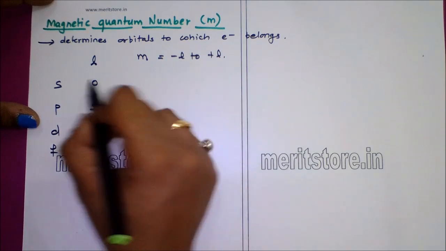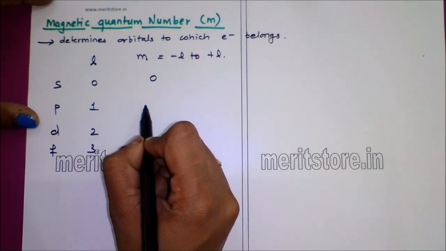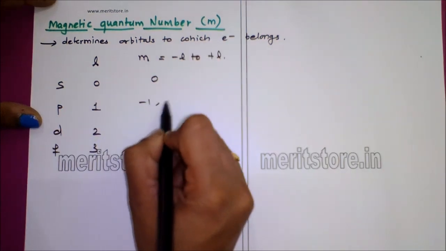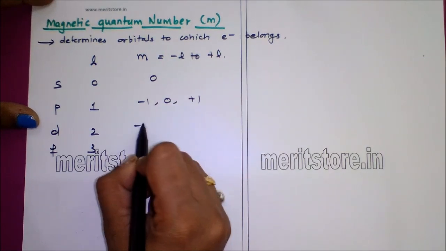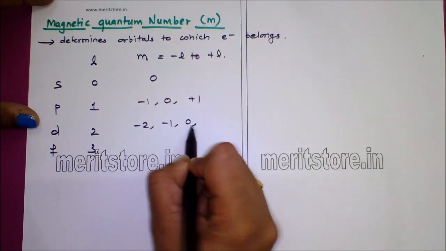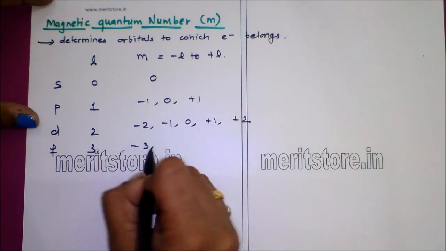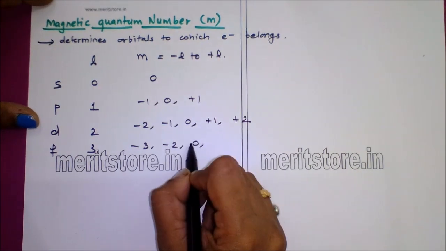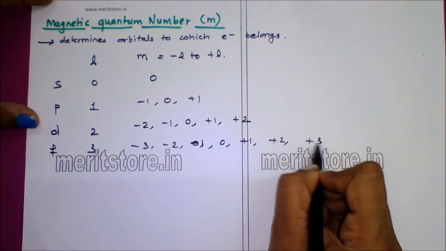So here, when I am talking about the s, it can have only one value, that's 0. P can have minus 1, 0 and plus 1. D can have minus 2, minus 1, 0, plus 1, plus 2. And F can have minus 3, minus 2, minus 1, 0, plus 1, plus 2 and plus 3.